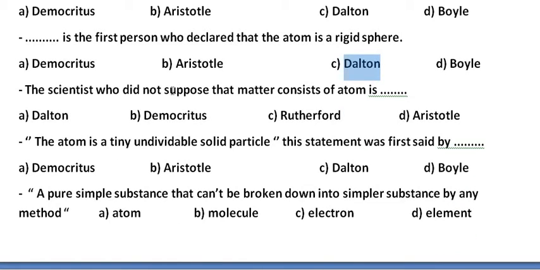The scientist who didn't support that matter consists of atoms is Aristotle. The atom is a tiny, indivisible solid particle. This statement was first said by Democritus. A pure, simple substance that cannot be broken down into simpler substances by any method. This is the definition of the element. So the answer is element.